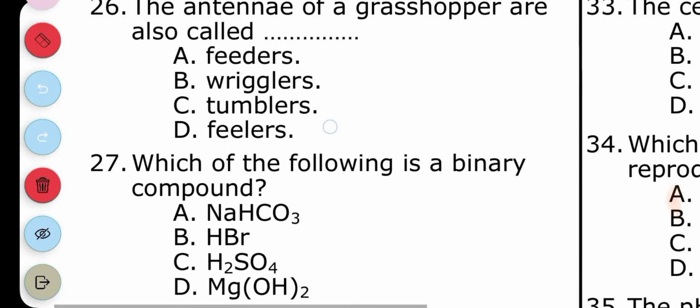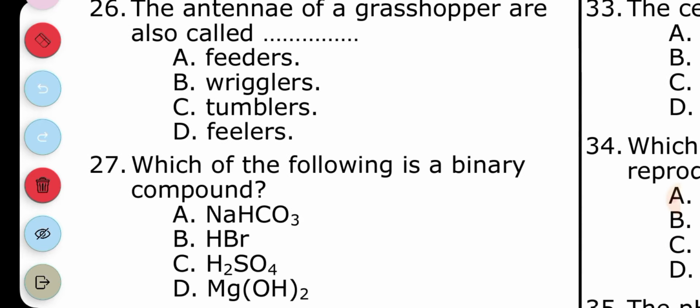27. Which of the following is a binary compound? Binary simply means two elements, you have two elements. So this is out, this is also out. So the answer is B, hydrogen bromide.